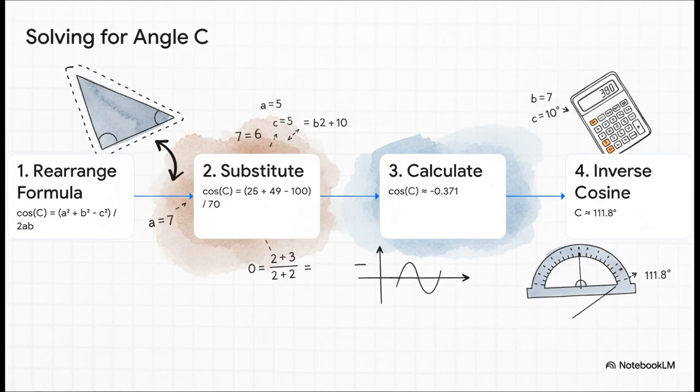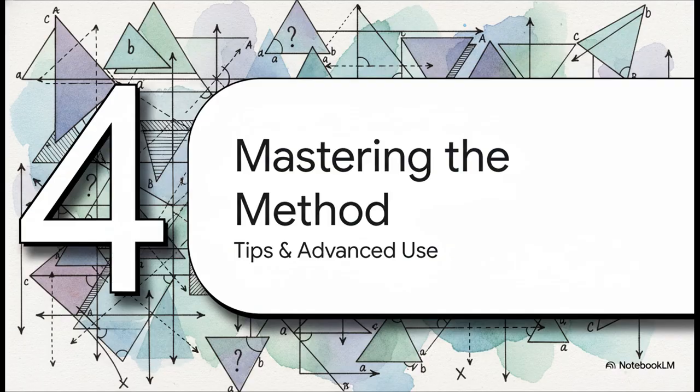Don't let that throw you off. It's a huge clue. It just means the angle is going to be obtuse. The last step is to use the inverse cosine button on your calculator, and boom, angle C is about 111.8 degrees.